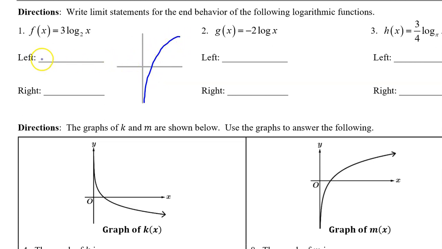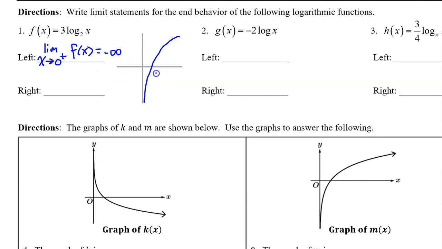Let's do the left end behavior first. It will not be the limit as x approaches negative infinity, because of the asymptote, this curve does not go past the y-axis. So we will have to say the limit as x approaches 0 from the right of f of x equals. As we approach 0 from the right, f of x is approaching negative infinity. So that's the limit.